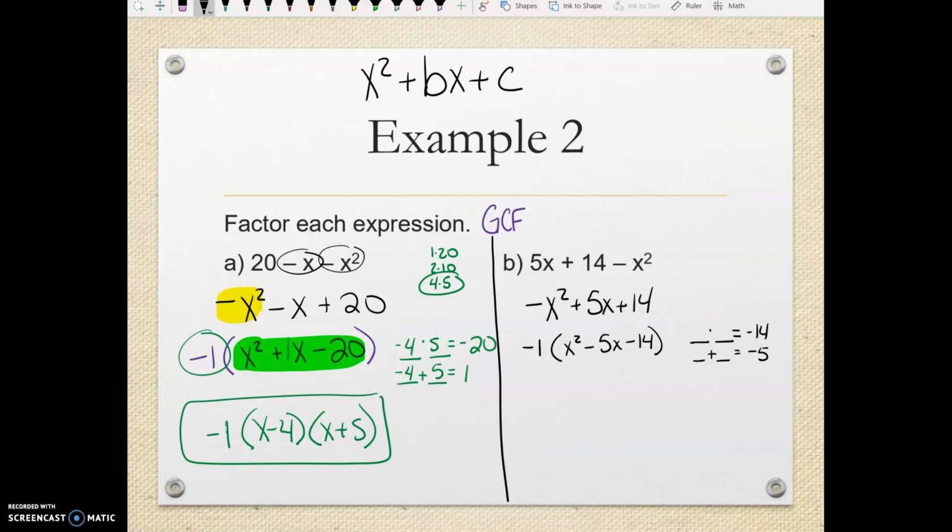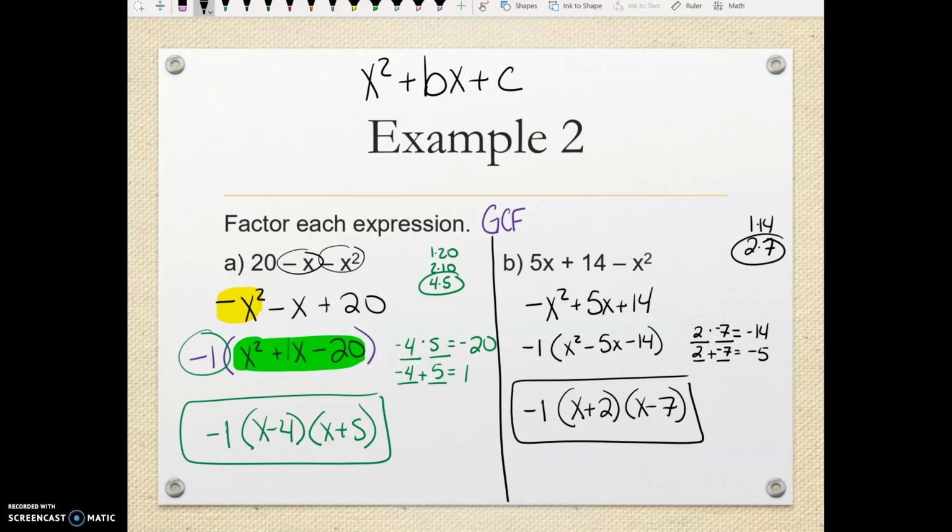And I'll tell you right now, this does not pop into my head. So I have to think about 14. 14 is 1 times 14 or 2 times 7. Ooh, 2 and 7 would give us 5. 7 minus 2 is +5, so I can flip that around. 2 minus 7 is -5. So 2 and -7. So the parentheses are x plus 2 and x minus 7, and we have a -1 in front.